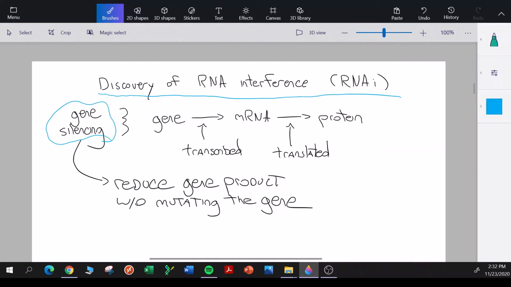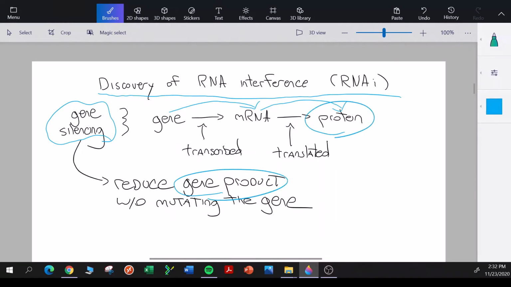So here's just a simple diagram showing how a gene is transcribed into a messenger RNA. Well, at least a protein coding gene is transcribed into a messenger RNA, and that messenger RNA is translated into a protein. So now, gene silencing would refer to any technique that we can use to reduce the gene product. In this case, the gene product is the protein, right?